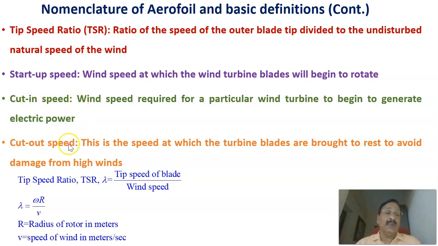That's called cut-in speed. And cut-out speed is the speed at which the turbine blades are brought to rest to avoid damage from high winds. Therefore, the cut-out speed is the maximum permitted value of the speed, and cut-in speed is the minimum speed at which to generate electric power. Cut-in speed, cut-out speed, startup speed, and tip speed ratio, TSR. Therefore, these are certain definitions related to the aerofoil.